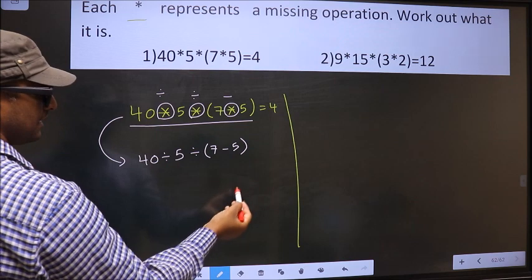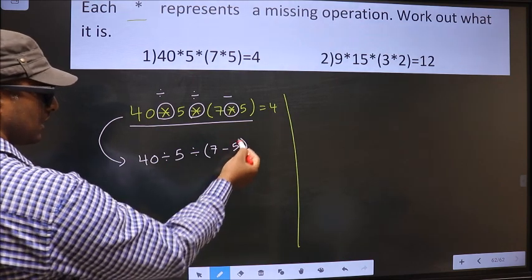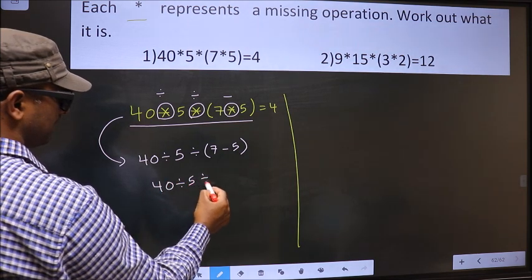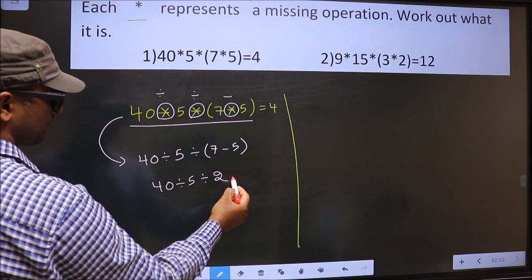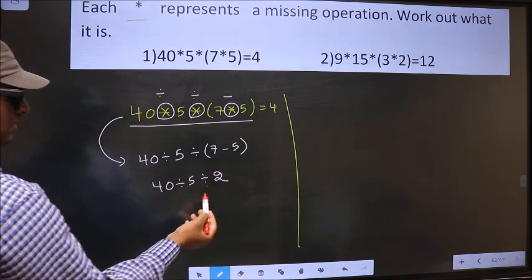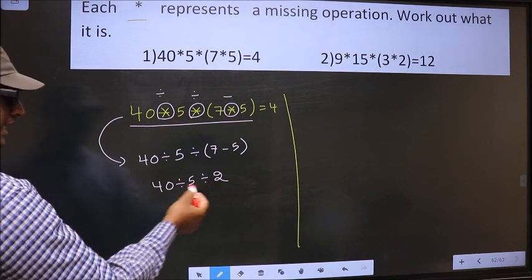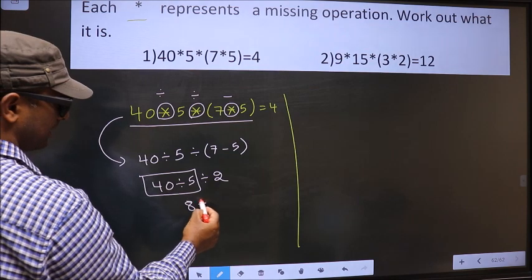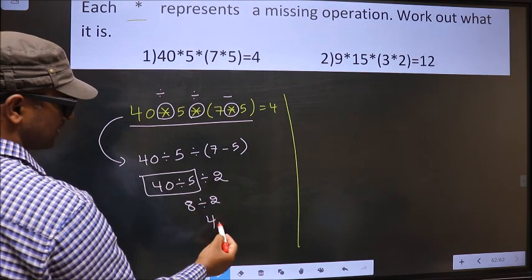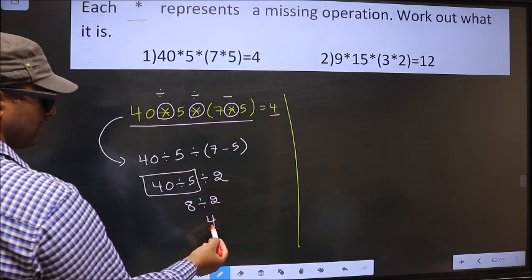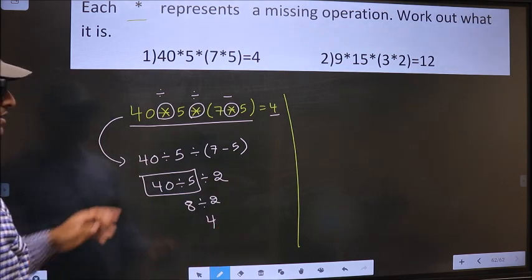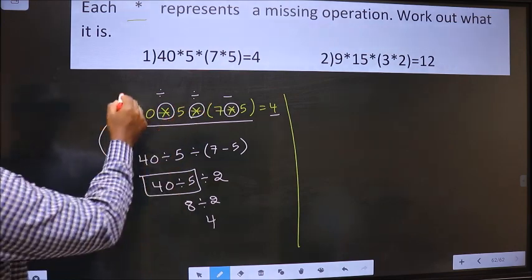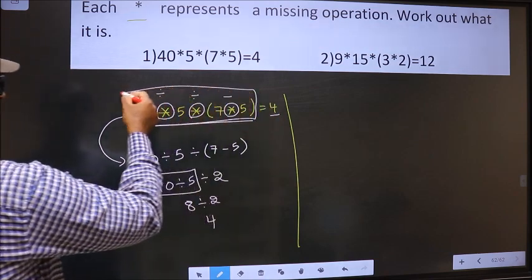Now let us calculate this. As per rule, first we should calculate the brackets, that is 7 minus 5, which is 2. Now here we have division, here also division. So we should start from the left side. That is 40 divided by 5 is 8, divided by 2, which is 4. Here we should get 4, we got 4. So the operations we replaced these symbols by are correct. So this is our answer.